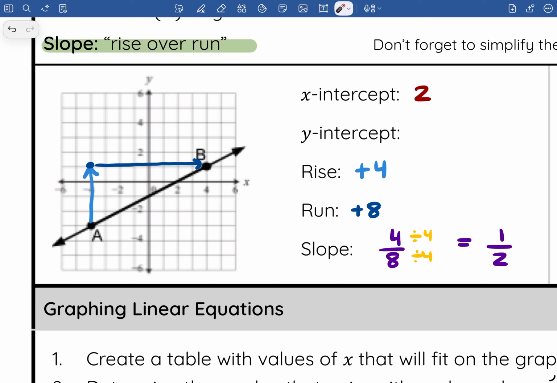What would be our y-intercept on this one? Negative 1. Yeah, we're looking at, okay, here's our y-axis. It's going to cross right there. So that's at negative 1.